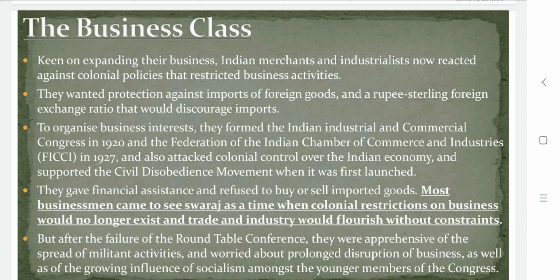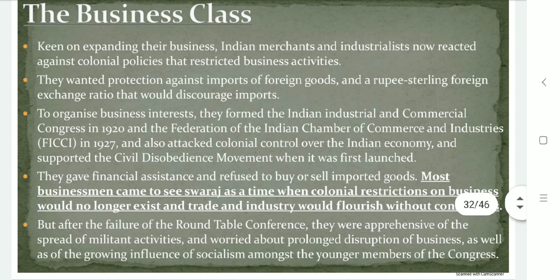The Federation of the Indian Chamber of Commerce and Industries, that is FICCI, was formed in 1927. They also attacked colonial control over the Indian economy and supported civil disobedience when it was first launched in 1931. They gave financial assistance and refused to buy or sell foreign goods. Most businessmen came to see Swaraj as a time when colonial restrictions on business would no longer exist and trade and industry would flourish without constraints.